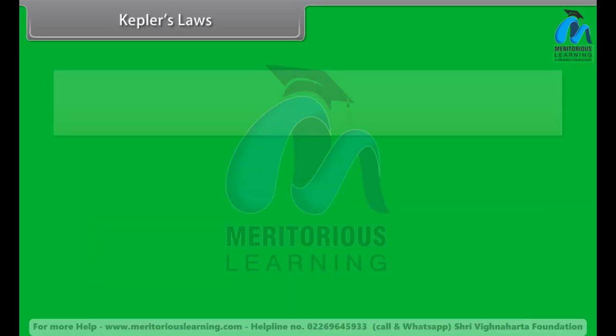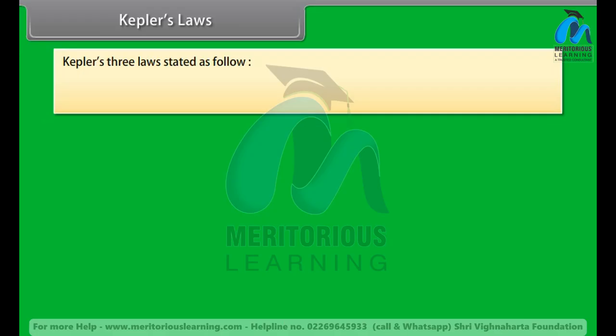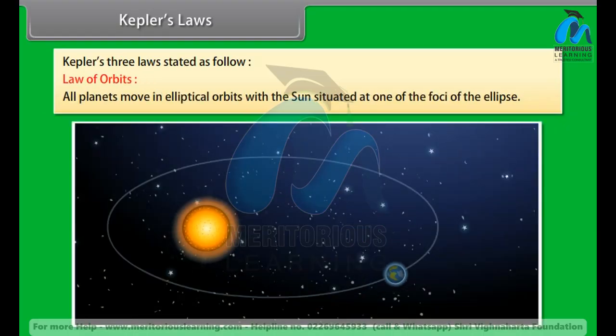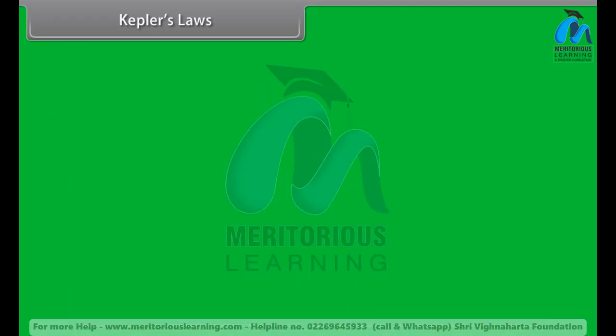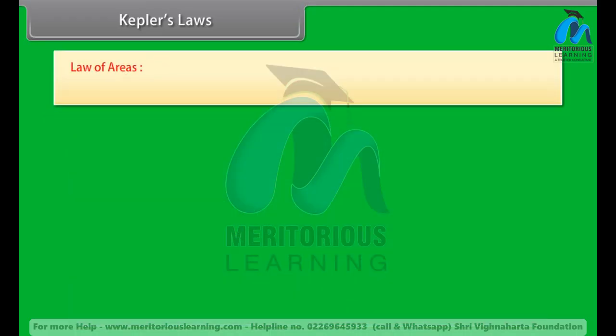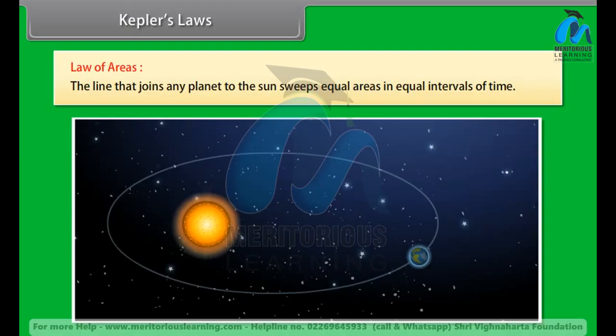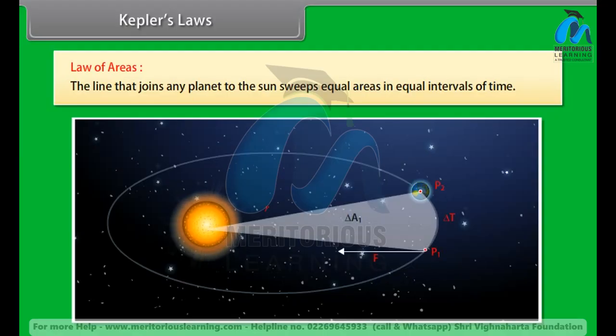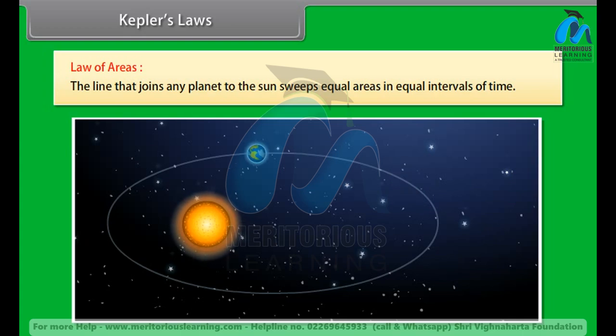Kepler's laws. Kepler gives 3 laws. They are stated as: Law of orbit. All planets move in elliptical orbits with the Sun situated at one of the foci of the ellipse. Law of areas. The line that joins any planet to the Sun sweeps equal areas in equal intervals of time.